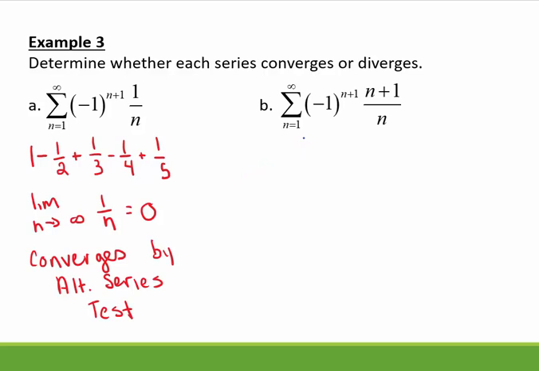Okay, the next one. If I plug in 1, I have a 2 over 1. If I plug in 2, I have a negative 3/2. Plug in 3, I have a 4 over 3. Plug in 4, 5 over 4. These terms are progressively getting smaller. So just make sure you realize that the terms are getting smaller. So it verifies the first part of our alternating series test.